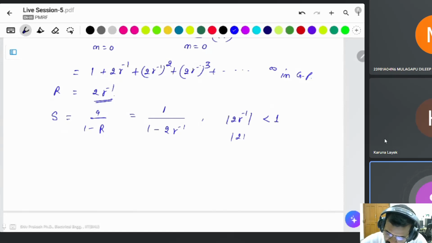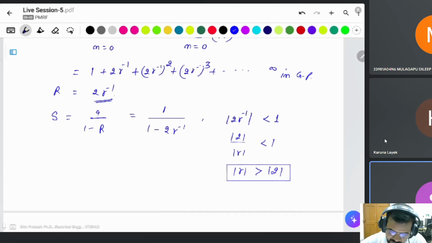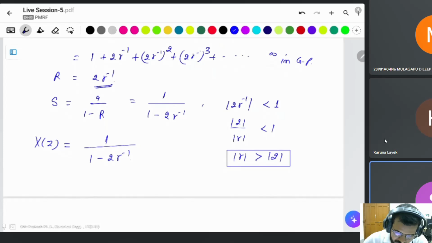It means mod of 2 divided by mod of r should be less than 1. It means mod of r should be greater than mod of 2. This is the ROC of this system. Then only it will be possible to find the Z transform of this system. 1 divided by 1 minus 2r power minus 1. Okay.